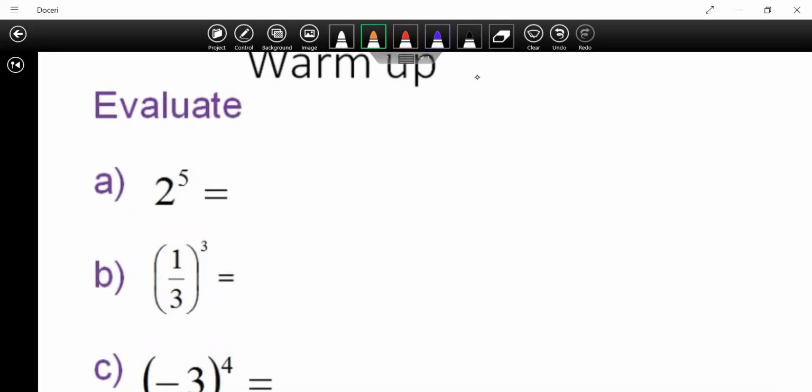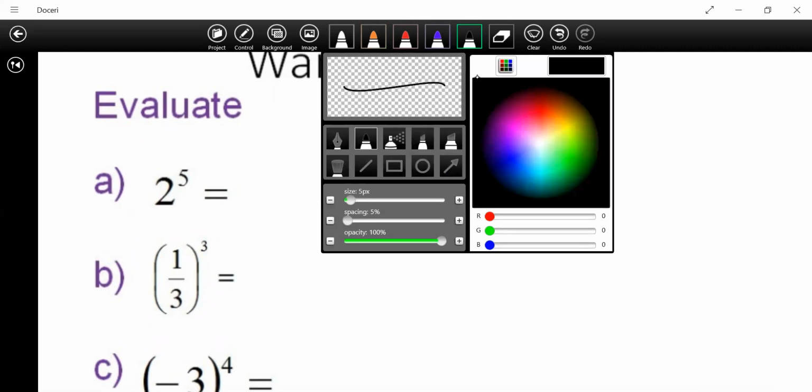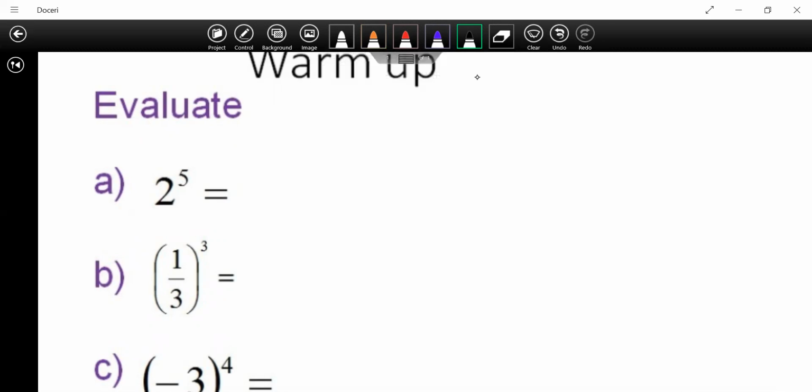What does the exponent 2 to the 5th do? What does it basically do to us? How do I show that as a multiple? What would it be? 2 times 2 times 2 times 2 times 2, 5 times. The exponent tells us how many times our number is multiplied by. So it's 32.